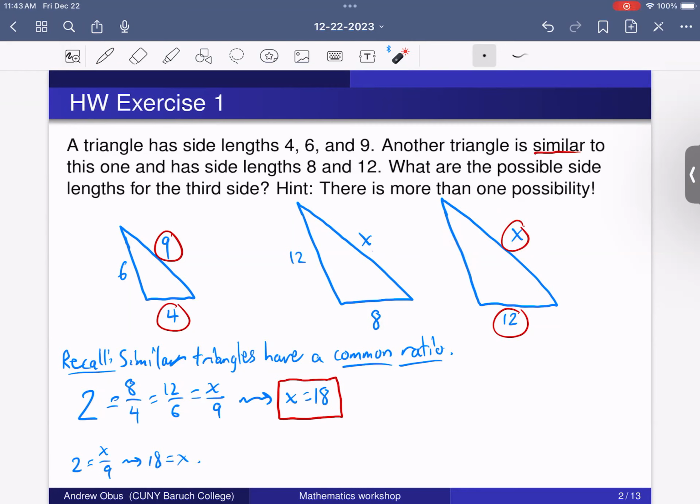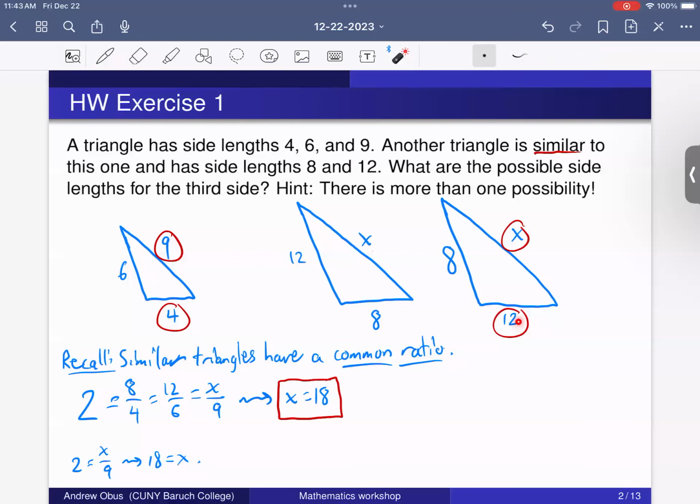Well, remember, the problem said that the triangle has sides 8 and 12, right? So if this is 12 and this is 27... It's 12, right? But that means this guy has to be 8, right? Because the question says the triangle has side lengths 8 and 12.